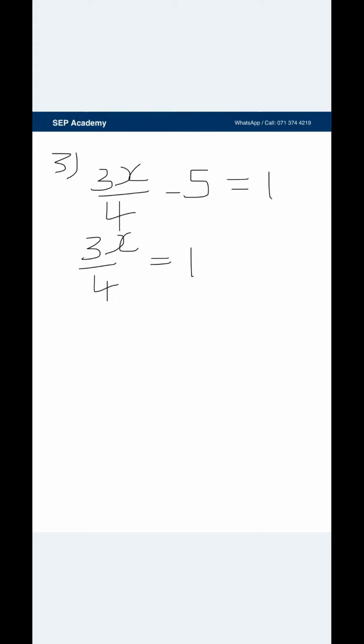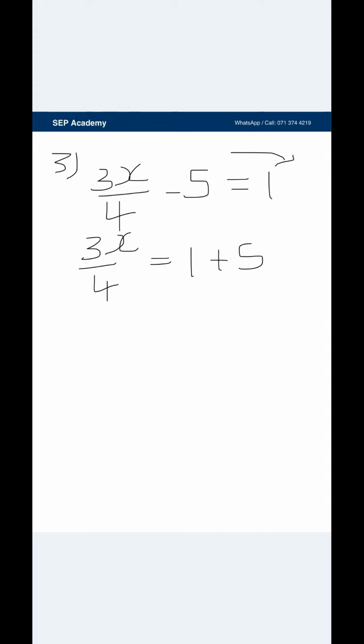Let's say, as example number 3, we have 3x divided by 4, where we minus 5, and this is equated to 1. Again, you want to have your letters on the left, numbers on the right. So it is for this reason why I will still write that 3x over 4 on this side, and then already on the right hand side I have 1.